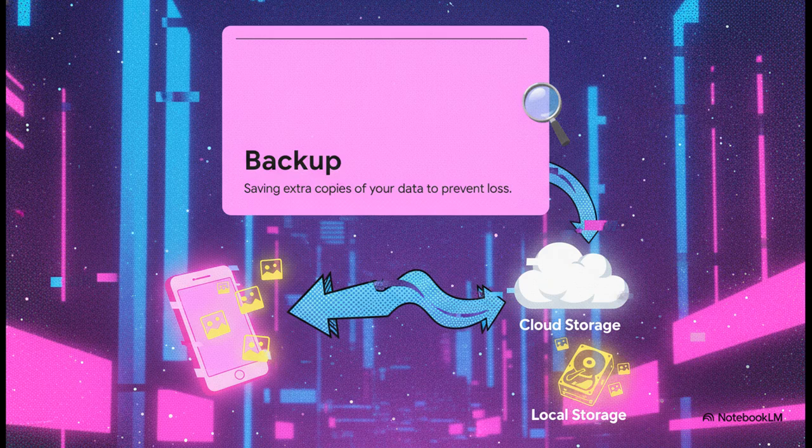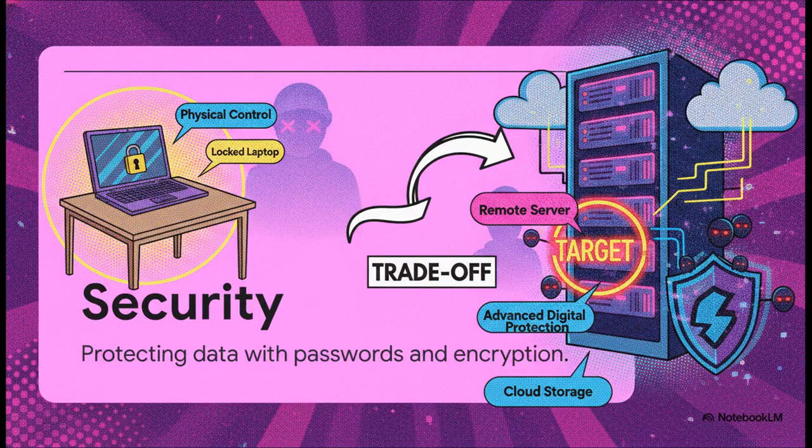On the flip side, if you strictly use the cloud for everything, having a local backup on a physical hard drive ensures you aren't completely locked out if you lose your internet access or if the cloud provider has a massive outage. The third concept is security, which is all about protecting your data with passwords and encryption.